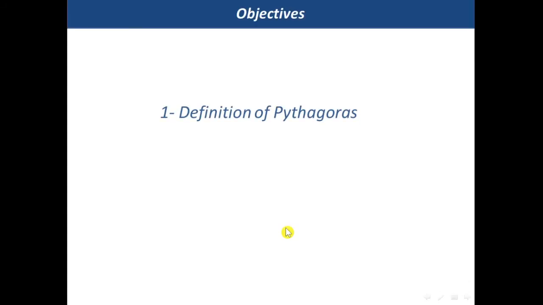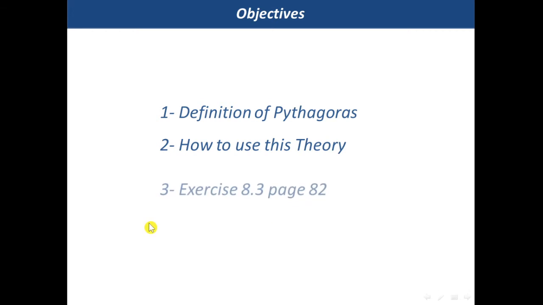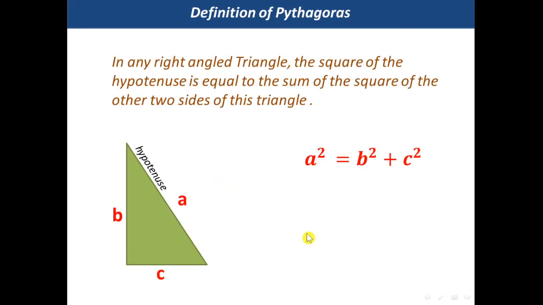So first, the objectives of our lesson are the definition of Pythagoras and how to use this theorem, and then we shall make an exercise to make everything clear. The definition of Pythagoras is: in any right angle triangle, the square of the hypotenuse is equal to the sum of the squares of the other two sides of this triangle.